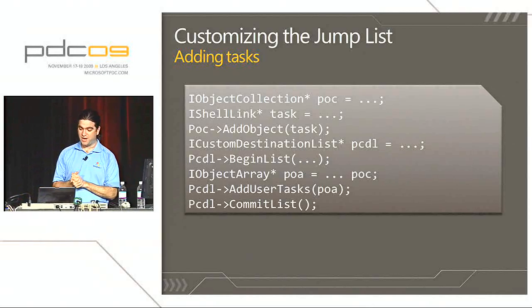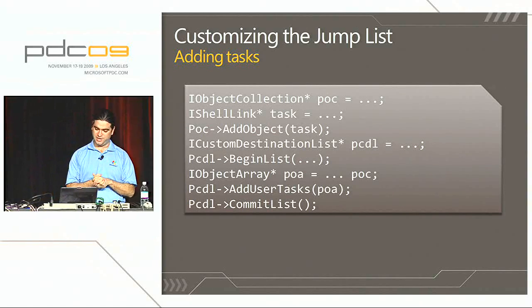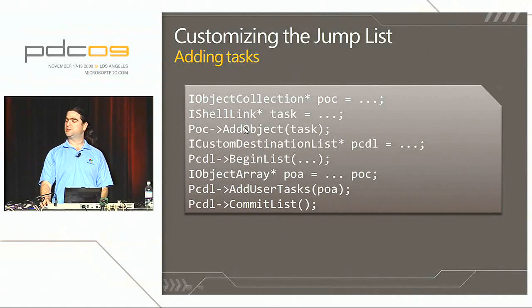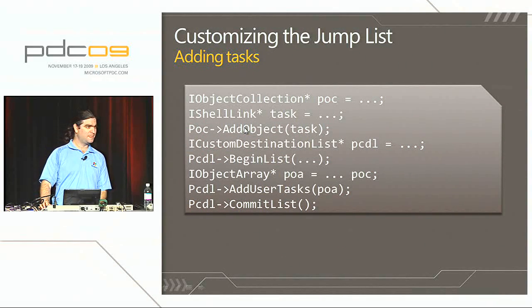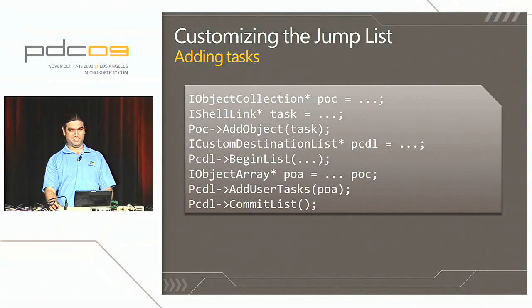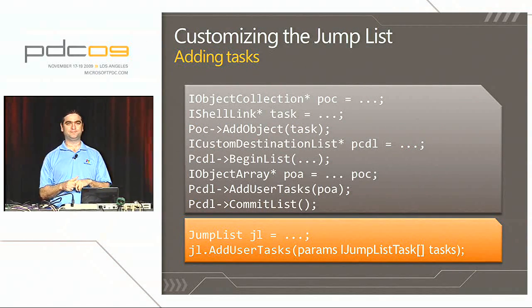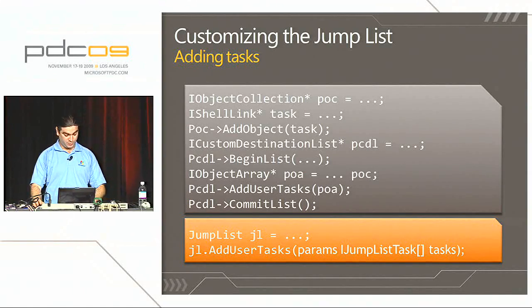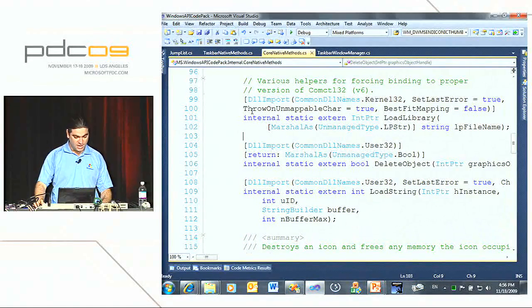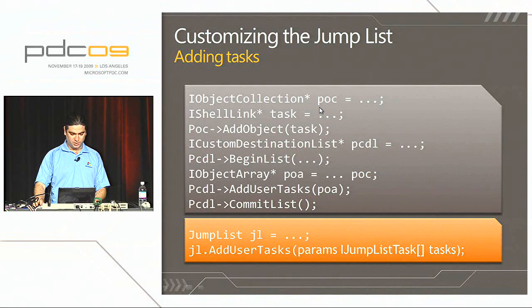You get a pointer to an IObjectCollection, you create an IShellLink, you add an object, you add it to the custom destination. Any idea what's wrong with this code? The pointer? Well, the pointer should be there because it's C++ code. So I guess the right answer is, hey, it's not managed. So here's the equivalent in managed code. Rather simple, right? We took all that work and did it for you. So if we go back to the API Code Pack, for example, and look at the taskbar, we'll see it when we do the commit.